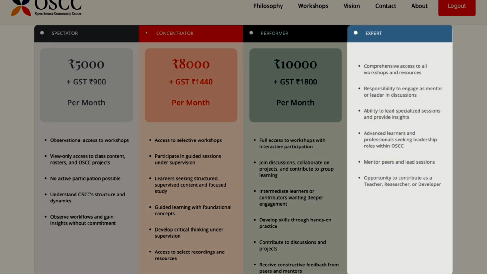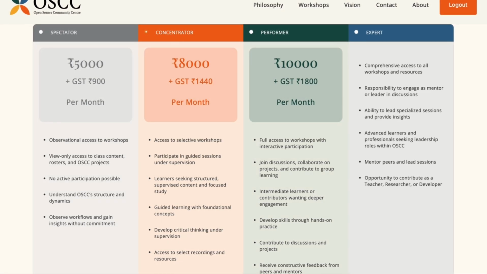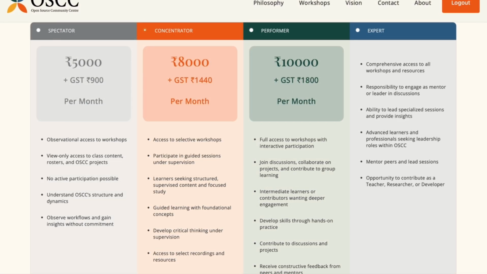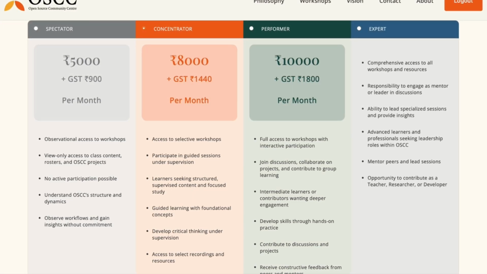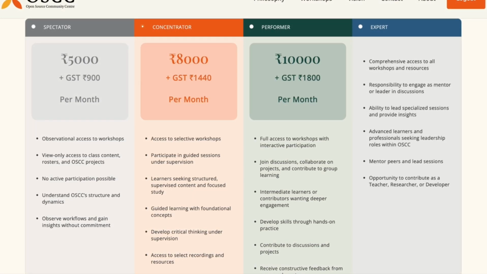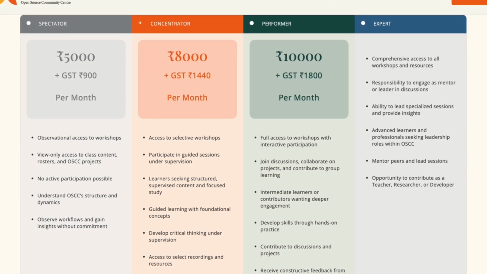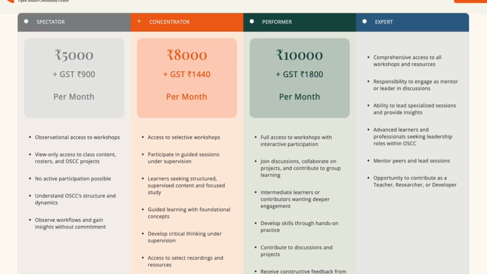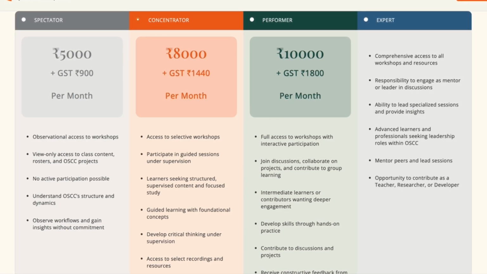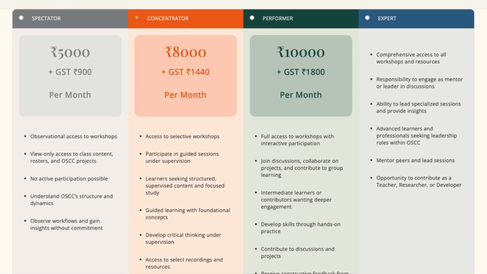Expert role is for those who are advanced learners and would responsibly take mentorship and leadership roles like trainer, researcher, developer, or any field expert mentor. Please note that the workshop application is mandatory for all members, including experts, and is valid for 3 months. There are 2 separate membership accounts, one for the workshop and the other for the workspace. Each time you log into OSCC, you must select the appropriate membership account to access its features.